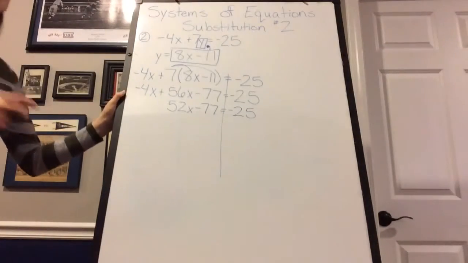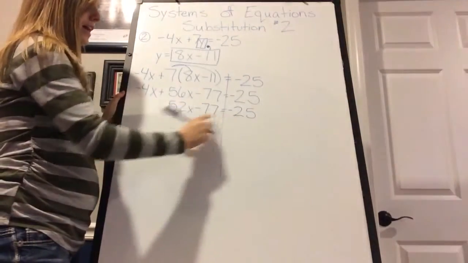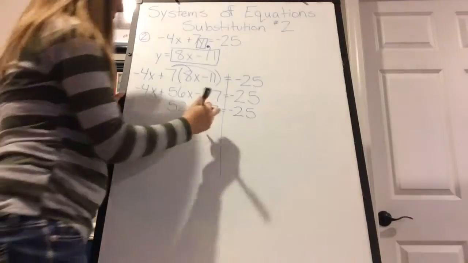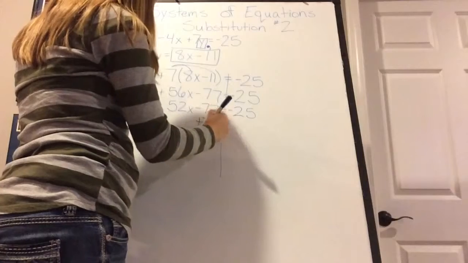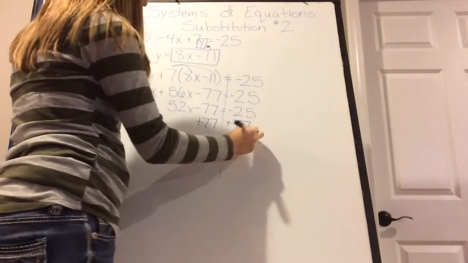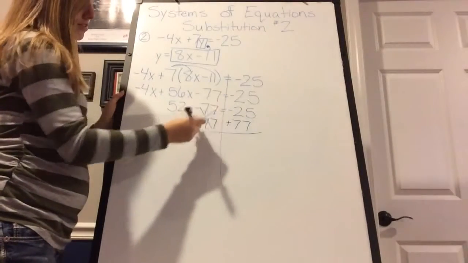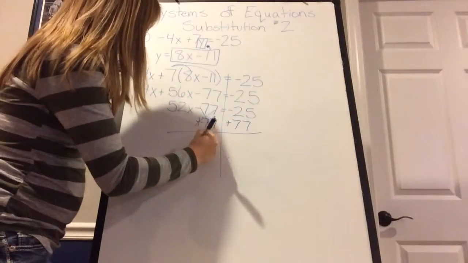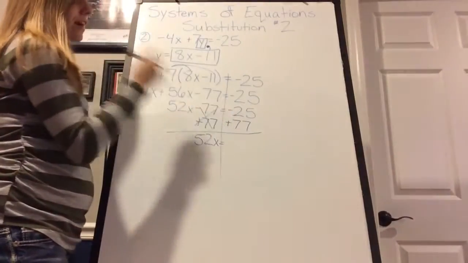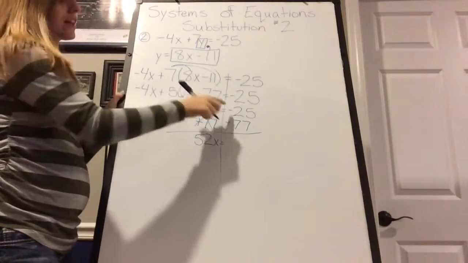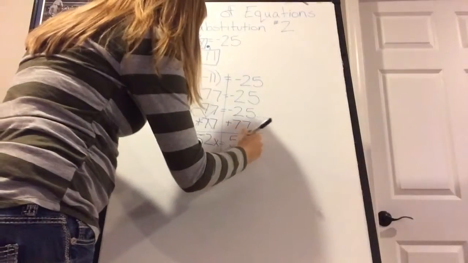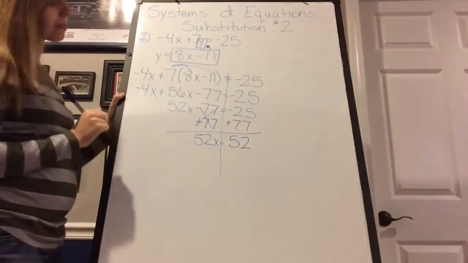Okay, at this point I need to get my numbers on the right side of the equal sign. So opposite of minus 77 would be to add 77. I need to cancel it from the left and then move it over to the right. So these cancel. 52x equals negative 25 plus 77. The signs are different, so we actually subtract. Keep the sign of the bigger number, so it's 52.